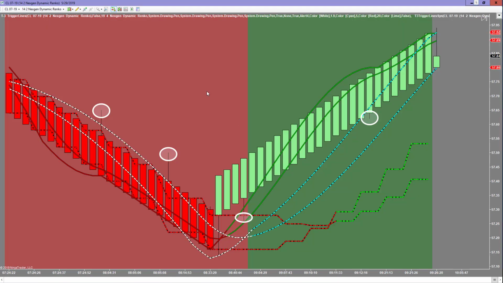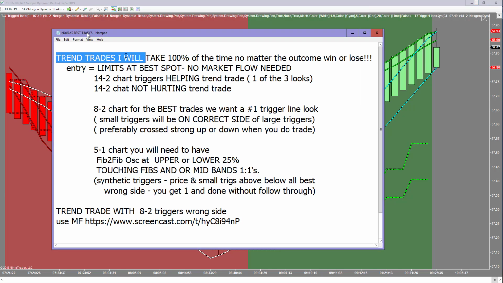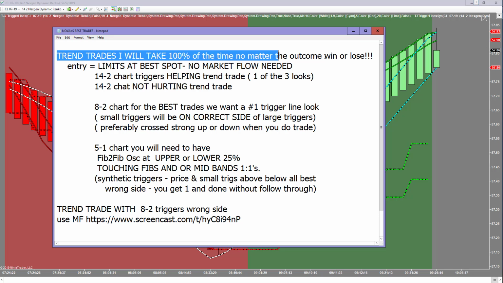Everybody with me? Give me a little Y in the room. I just want to make sure you're with me. If anybody has questions, let me know. Because our objective is we're going to go through this. We're going to establish and find trend trades that I wrote this for me, of course, so I'll use it in the first person. Trend trades that I will take 100% of the time, no matter what the outcome is, win or lose.